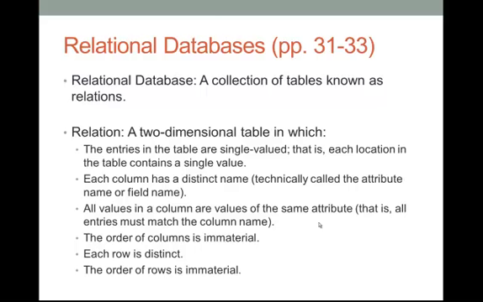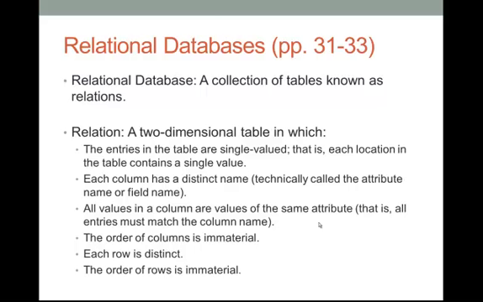A relational database is defined as a collection of tables known as relations. And a relation is defined as a two-dimensional table in which, number one, the entries in the table are single valued. That is, each location in the table contains only one value. Two, each column has a distinct name, technically called the attribute name or the field name for that column.